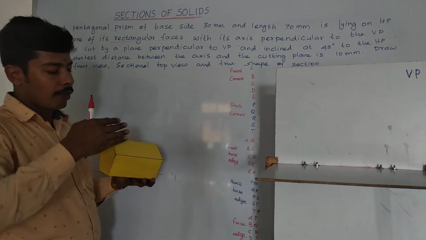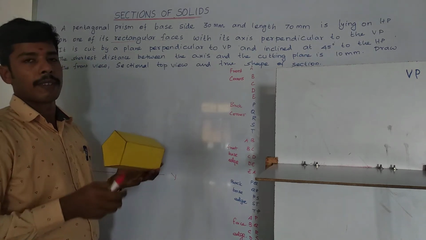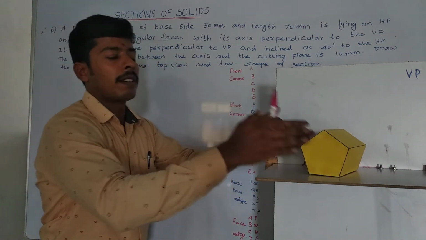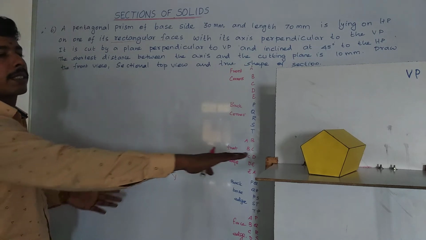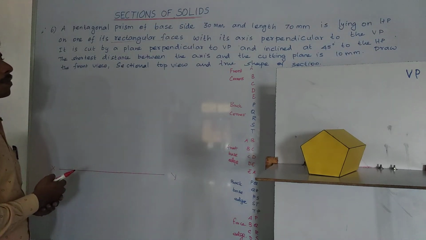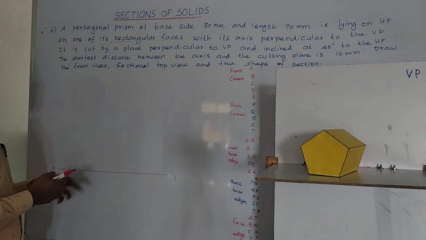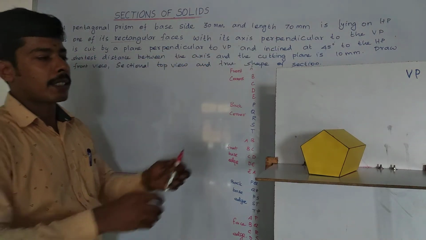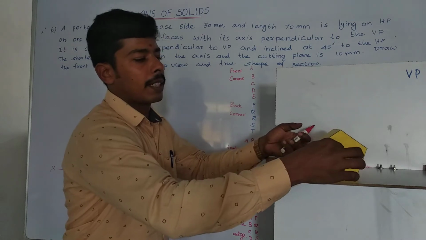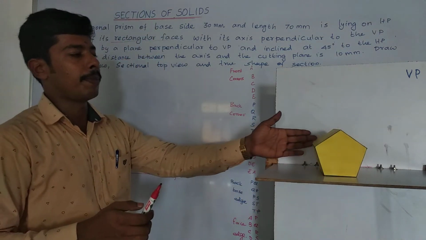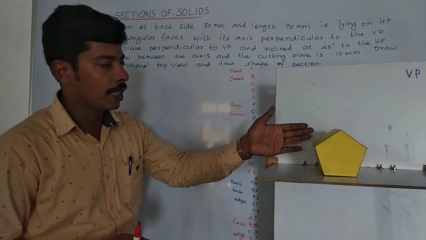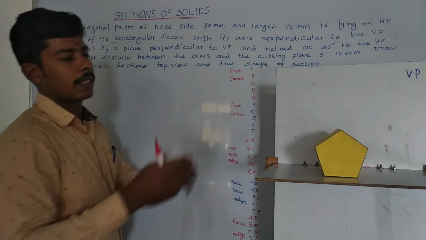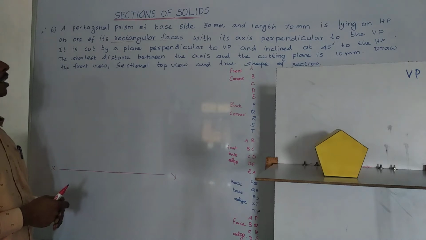So the solid has 5 rectangular faces, on which any one of the rectangular faces is lying on HP, the horizontal plane, with its axis perpendicular to the VP. Axis means center line. This is perpendicular to the VP. But how much the solid is in front is not mentioned in the question. So the solid is drawn like this.